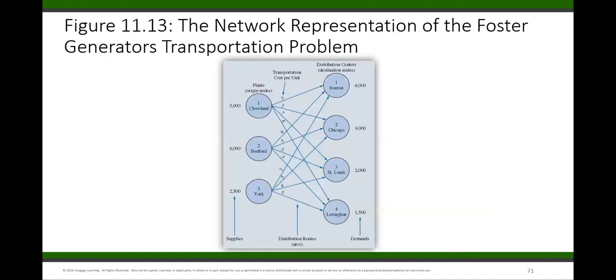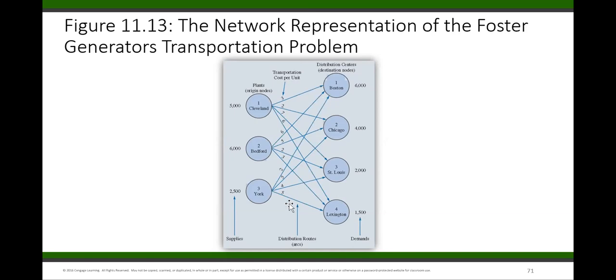And the graph looks like this. We have, similar to what we just had, 3 origins, 3 plants to 4 destinations. And then we have 3 by 4, 12 different routes, 12 distribution routes. And then we also have the transportation cost per unit through each one of these routes. So for example, the cost per unit from Cleveland to Boston is $3. So if you send, let's say, 100 units from Cleveland to Boston, it's going to cost you 3 by 100, $300.